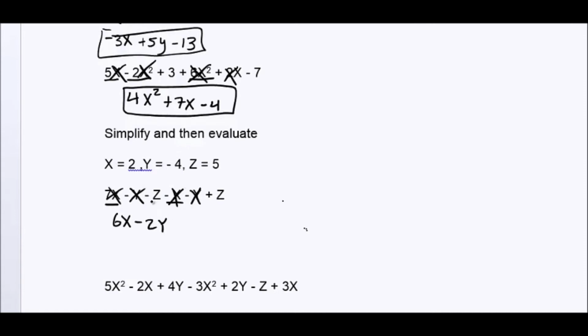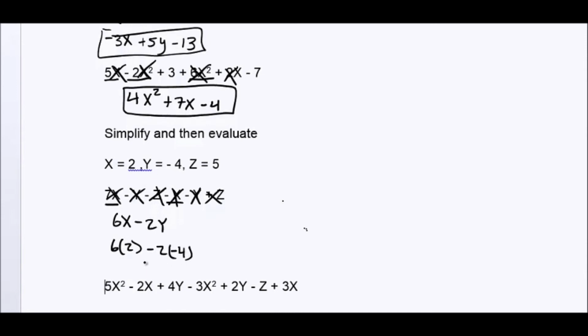The z's cancel out. You have a negative z and a plus z. I owe $1, but I got it back. So they're gone. Okay, that's it. 0. It's zeroed out. Okay, now I have an expression that I simplified, but I do have values, so I could evaluate that expression. So instead of 6x, I could put 6 times 2, because that's what it says right here. X equals 2. So 6 times 2 minus 2 times y, and y is negative 4.